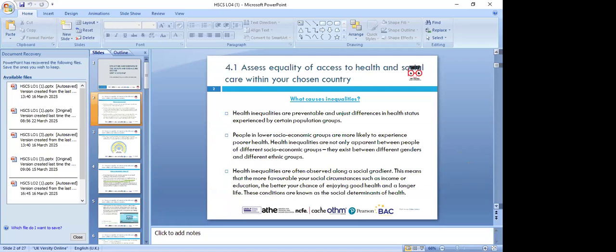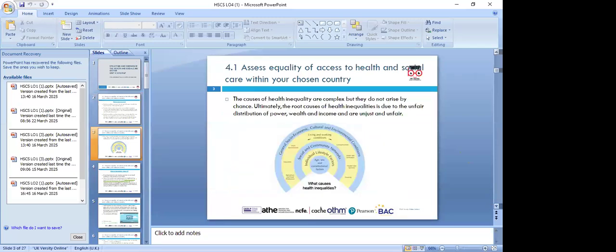healthcare. Okay, so health inequalities are often observed along a social gradient. It means that the more favorable the socioeconomic circumstances, such as income or education, the better your chance of enjoying good health and a longer life. These conditions are known as social determinants of health. And the primary causes of health inequality are complex. They do not arise by chance.